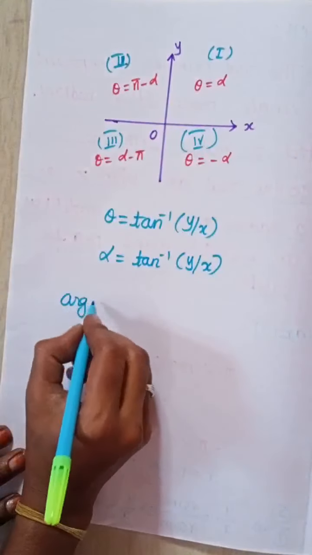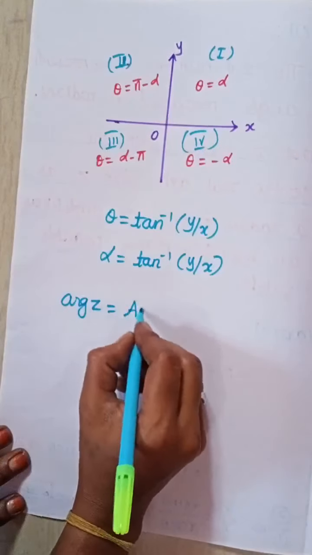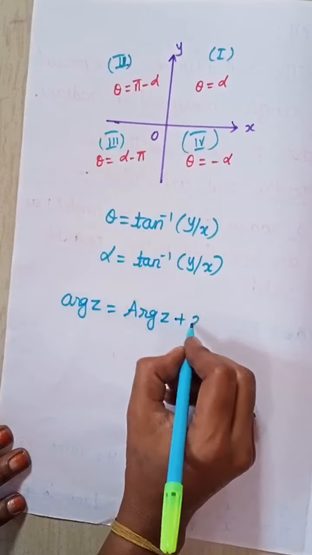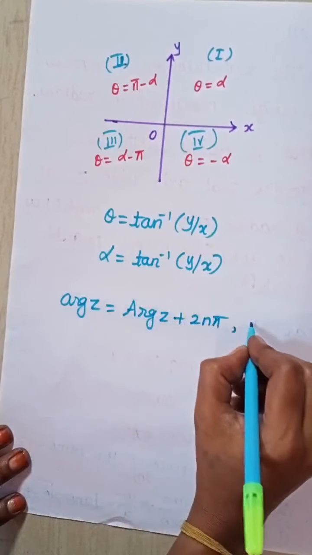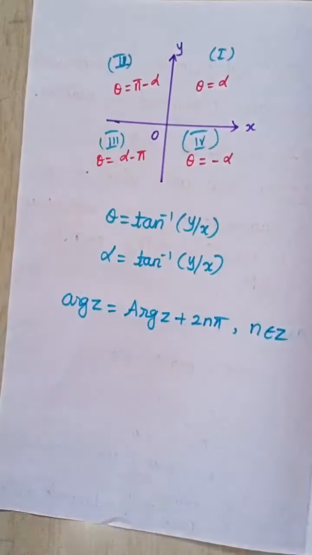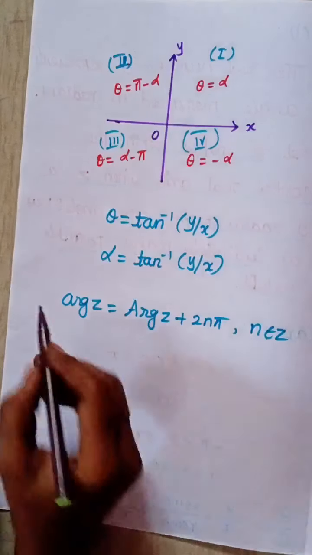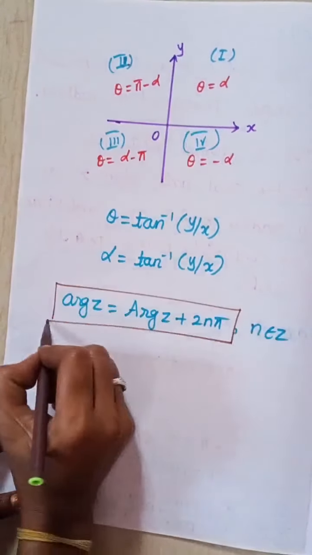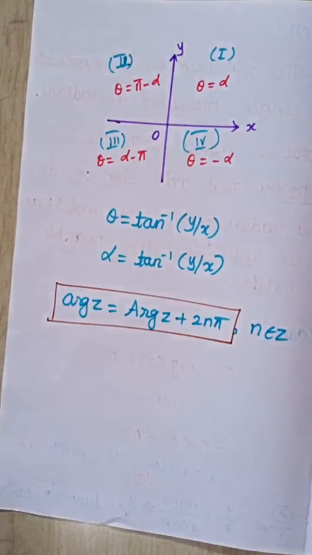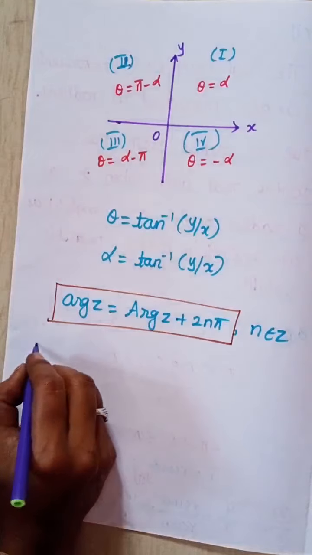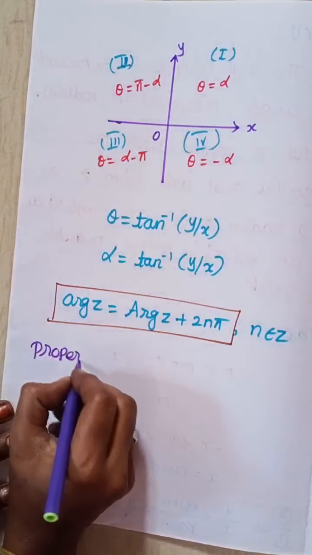Now argument of z can be written as argument of z plus 2nπ, where n belongs to Z. So the argument of z value is argument of z plus 2nπ. Now let's see some properties of argument.